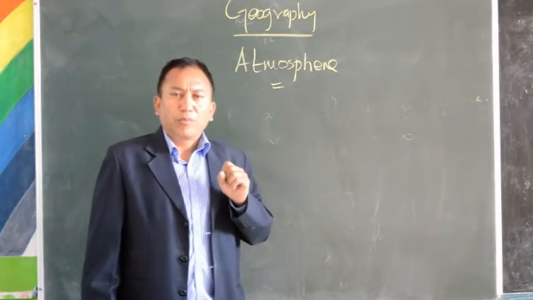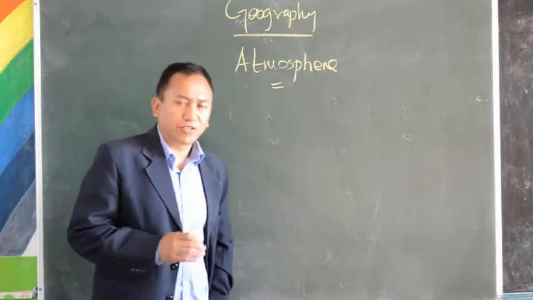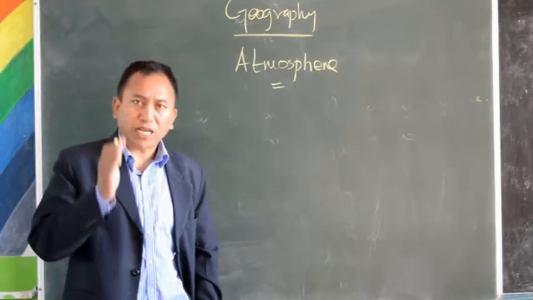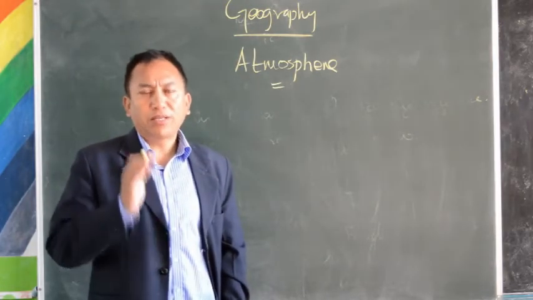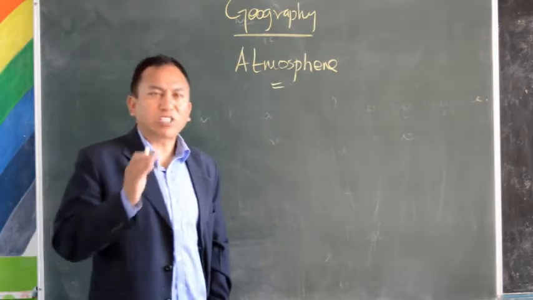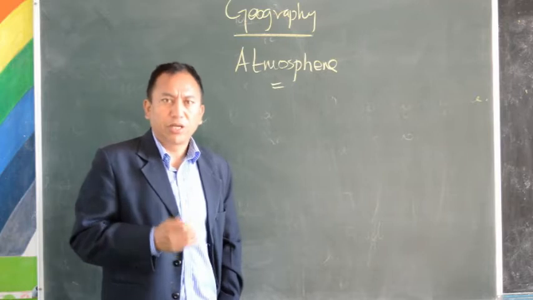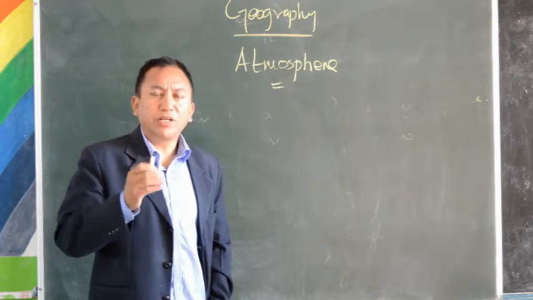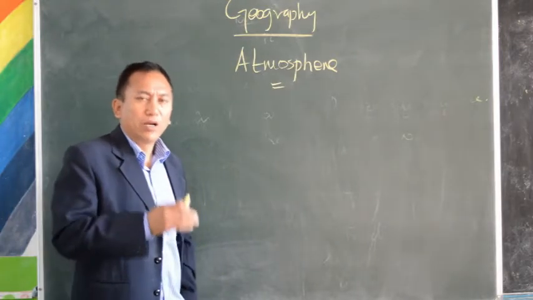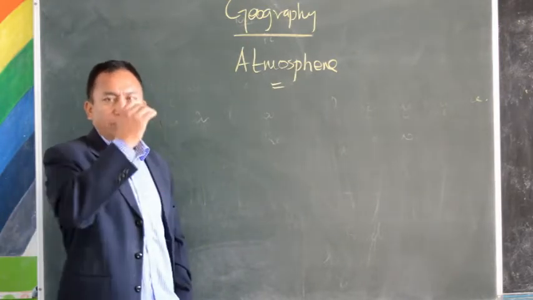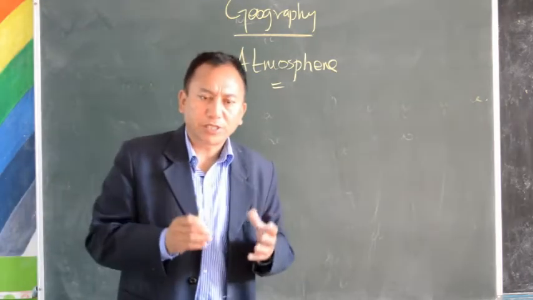Now, the Earth's atmosphere extends to about 1600 kilometers from the Earth's surface. But the maximum amount of air is found within a range of 100 kilometers. 99% of the Earth's gases are present within a range of 100 kilometers from the Earth's surface.